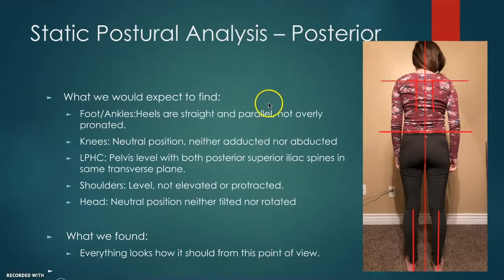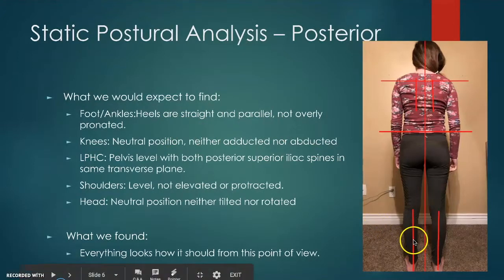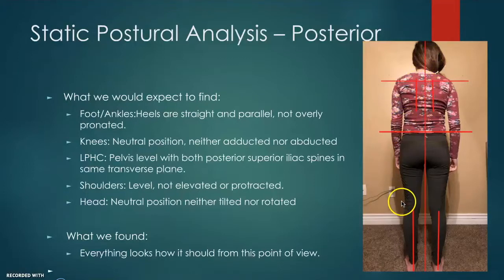And moving on to our posterior view, we would expect the feet and ankles to be straight and parallel. They're not overly pronated. The knees to be in neutral position. The pelvis to be level in that both posterior superior iliac spines are on the same transverse plane. The shoulders need to be level, and the head needs to be in neutral position as well. We can see that everything is as it should be, and that no muscular imbalances are found from the posterior view.